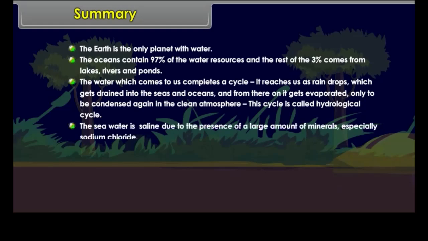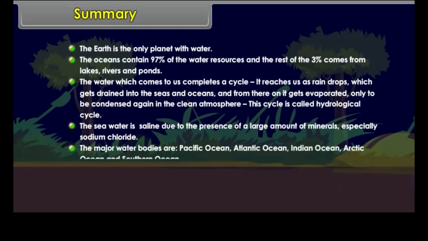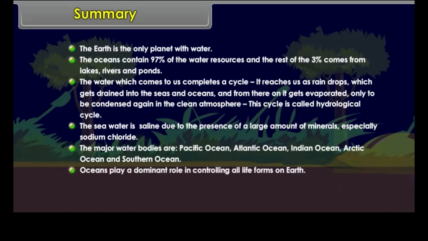The sea water is saline due to the presence of a large amount of minerals, especially sodium chloride. The major water bodies are Pacific Ocean, Atlantic Ocean, Indian Ocean, Arctic Ocean and Southern Ocean. Oceans play a dominant role in controlling all life forms on Earth. Seawater has 3 types of movements: waves, tides and ocean currents.